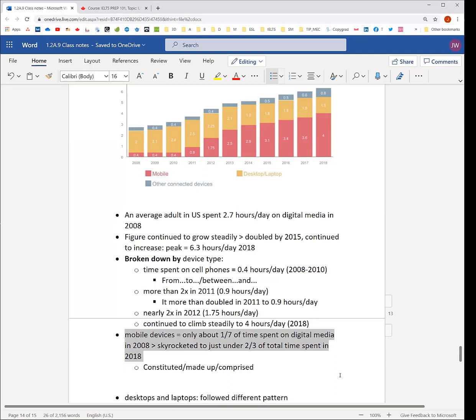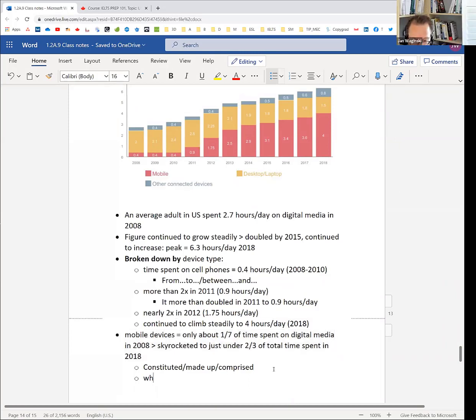Good. Mobile devices constituted only about 1/7 of time spent on digital media in 2008, which skyrocketing to just under 2/3 of total time spent in 2018. Okay, I heard which skyrocketing. It has to be which skyrocketed. Remember, we don't use which skyrocketing. Just which skyrocketed, that's a relative clause. Yes. If you remove the which, then it is skyrocketing.